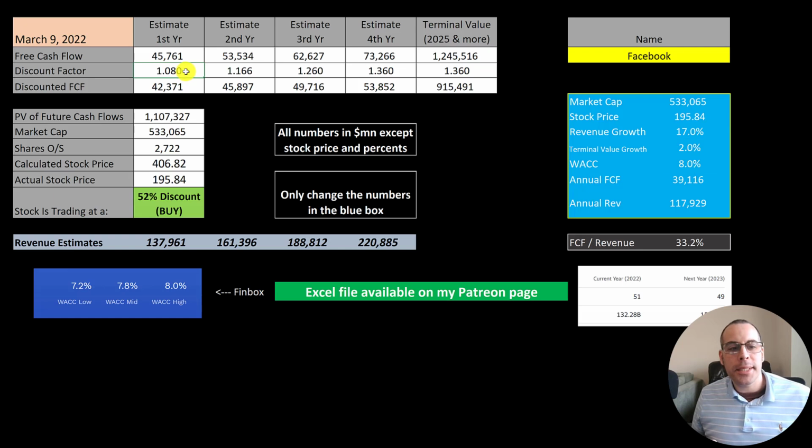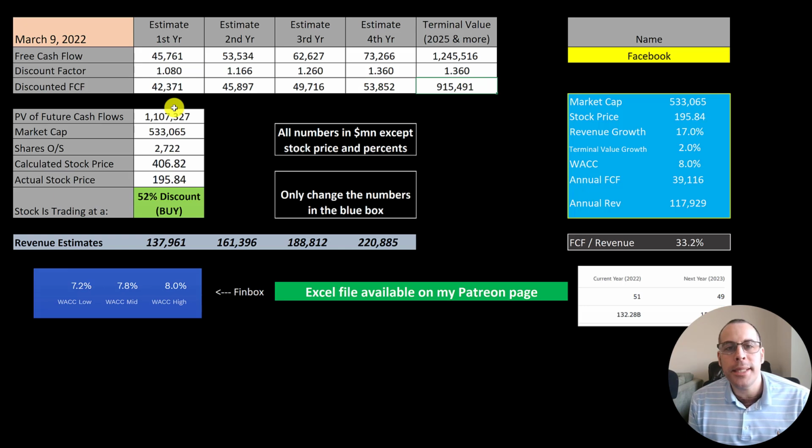To calculate the discount factor, for year 1, it's 1 plus the WACC to the first power. For year 2, it's 1 plus the WACC to the second power. For year 3, it's 1 plus the WACC to the third power. And year 4 is 1 plus the WACC to the fourth power. And the discount factor for the terminal value is the same as the fourth year discount factor. To discount the future free cash flows, you take the free cash flow estimate, the $46 billion, divided by 1.08, and you do that for each year.